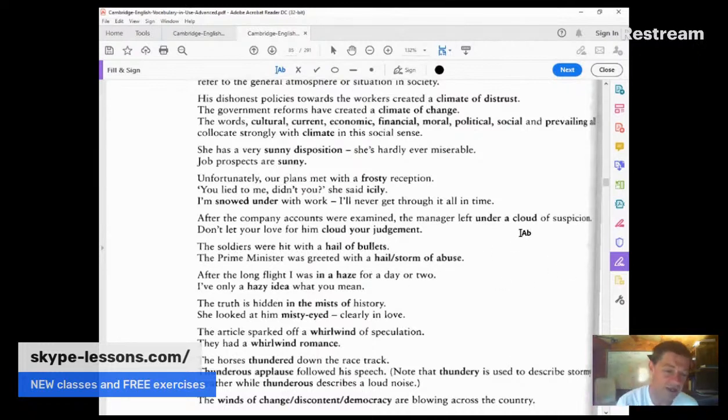So the soldiers were hit with a hail of bullets. It means people were shooting at them, and the Prime Minister was greeted with a hail of abuse. No surprise there. Let's be honest, I don't think many people would lose a lot of sleep if the Prime Minister was greeted with a hail of bullets. We live in hope. But this hail of bullets, hail of abuse, it's really common, a very good collocation. So please don't hesitate to use it. It's a good expression to use.